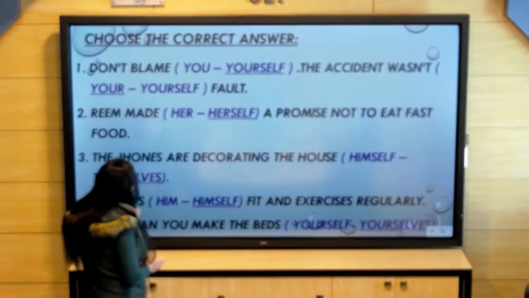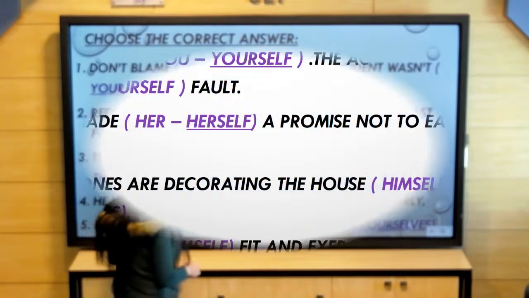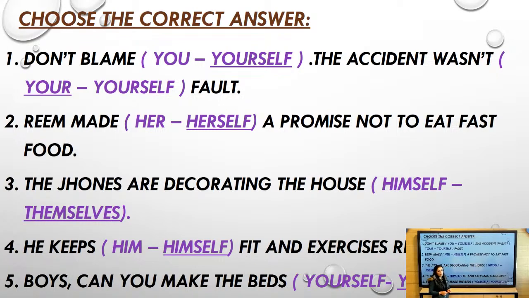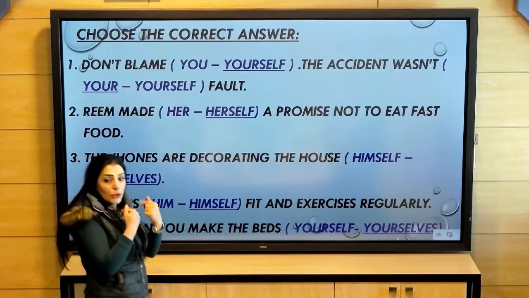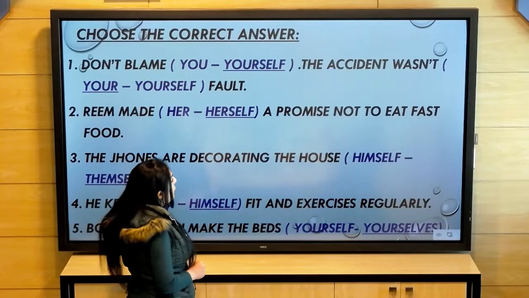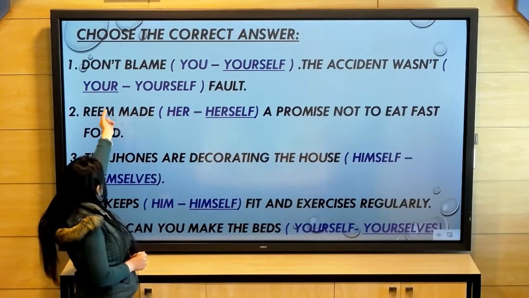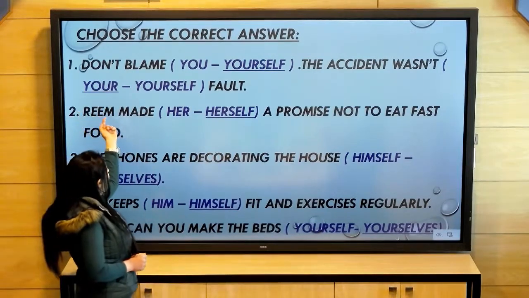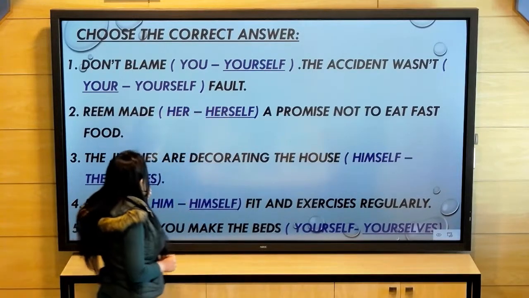Example, or we have an exercise. Choose the correct answer. Don't blame you or yourself. Don't blame yourself, okay? We can't say don't blame you. No, we are talking about yourself. So you don't blame yourself. The accident wasn't your fault. Here we choose your, the possessive adjective, because it's followed by a noun, which is fault.